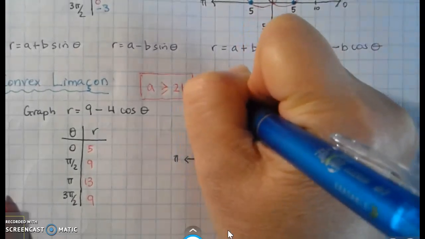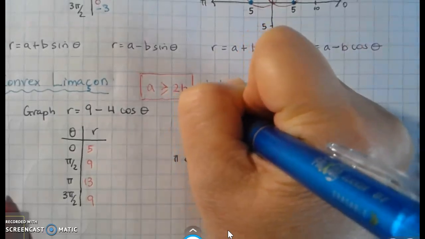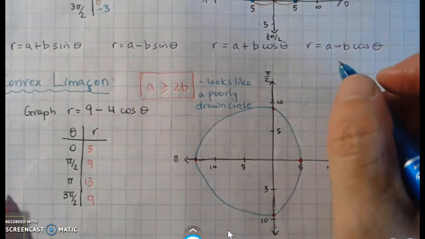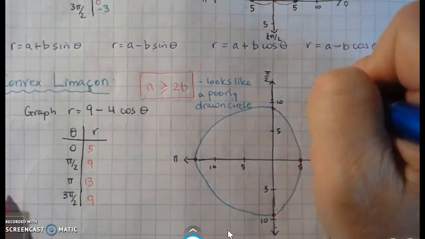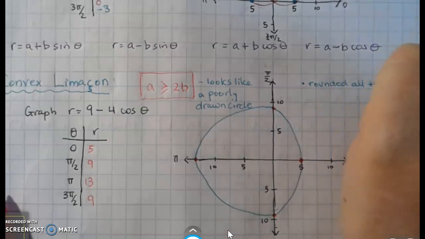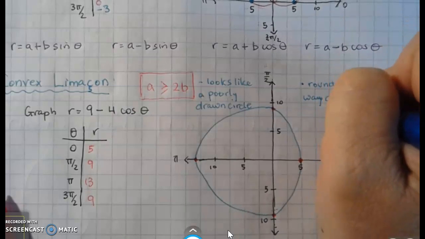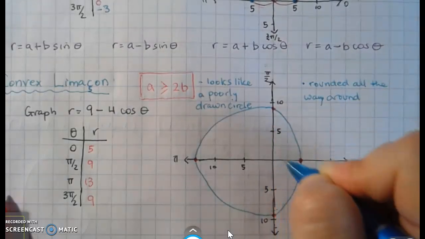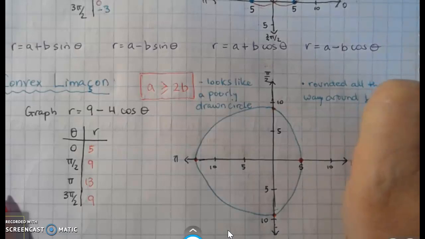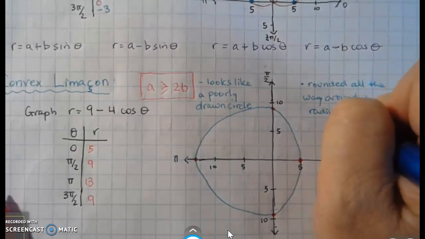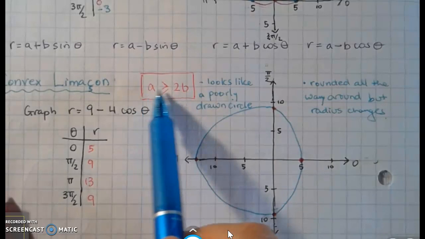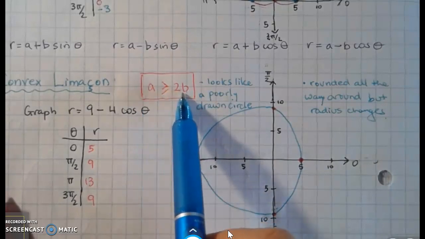a poorly drawn circle. What's special about this is that it's rounded all the way around and the radius changes, from 5 to 10, or 9 to 13 to 9. So the radius changes. And again, this is when a is at least 2 times bigger than b.